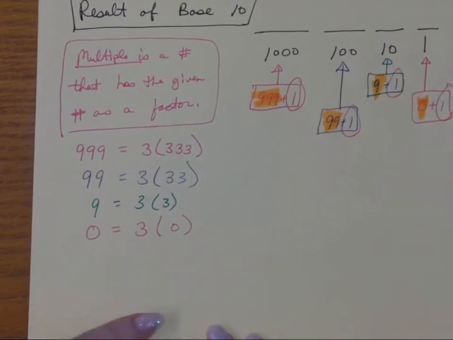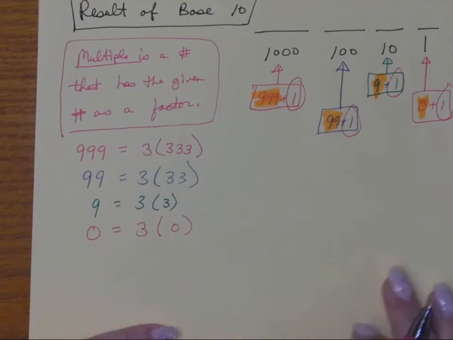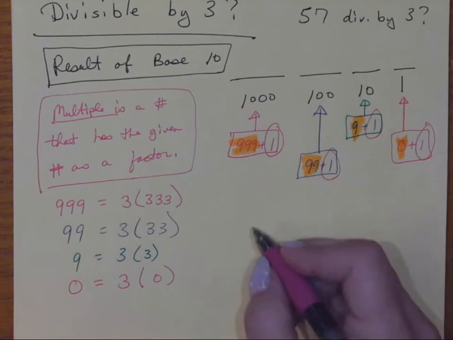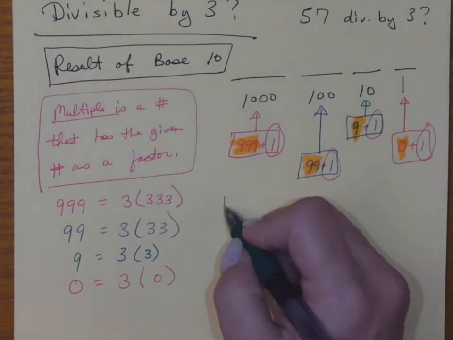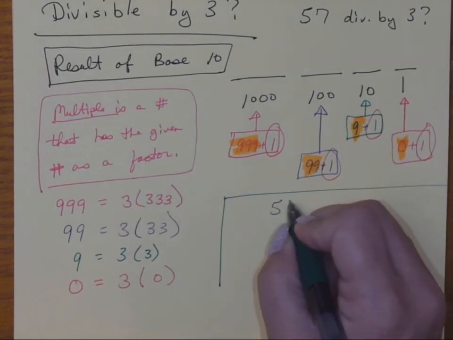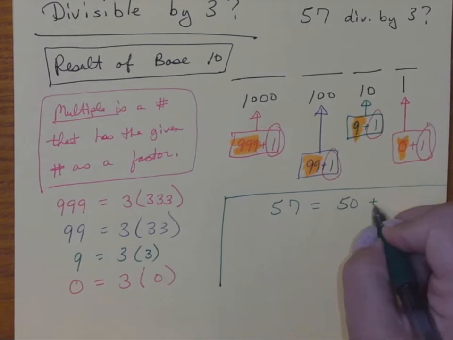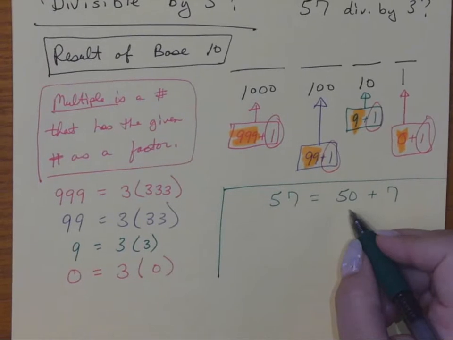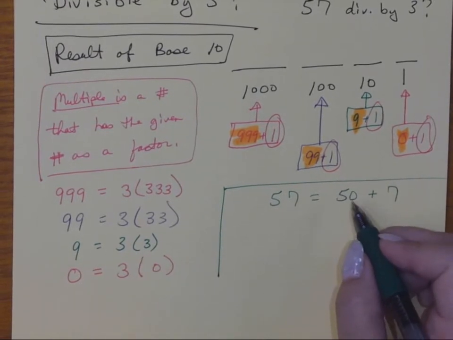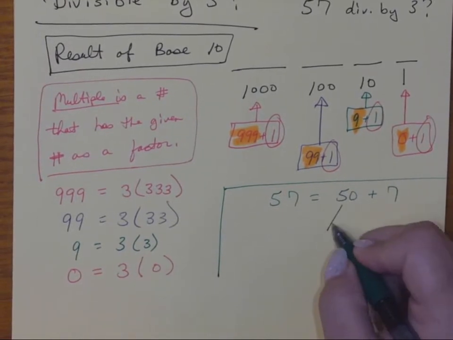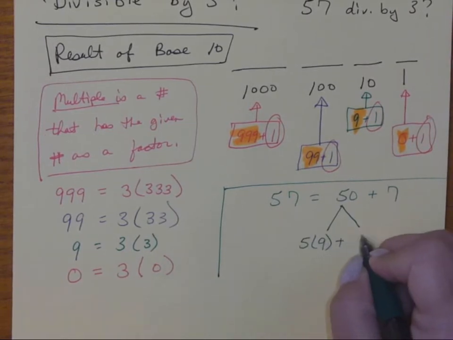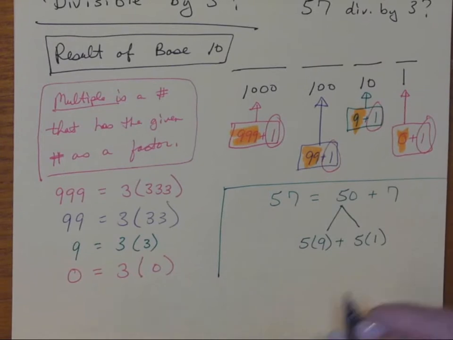So for instance, let's go back up here to 57. Let's pull it apart and say what is 57. 57 is equal to 50 plus 7, right? But that means it's 5 sets of 10, right? So I could also say that's 5 sets of 9s plus 5 sets of 1s. Does everybody agree with that?